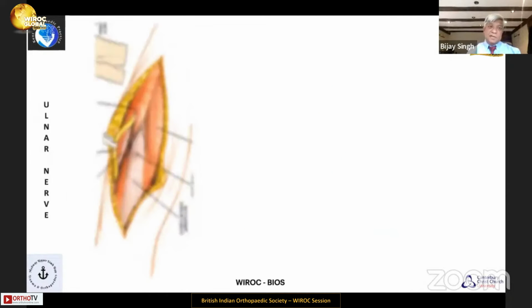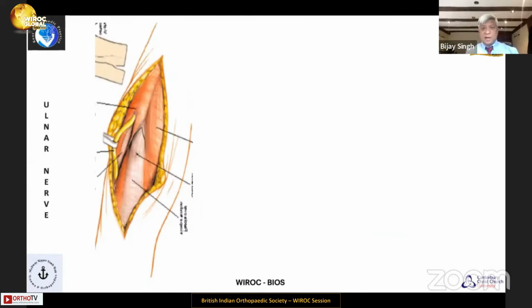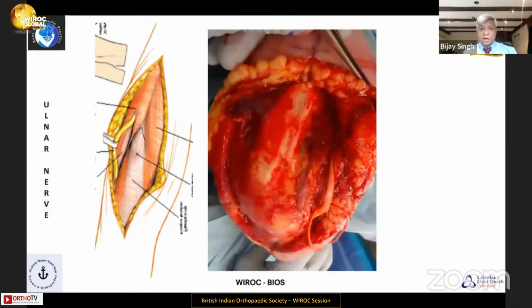When you first expose, whichever approach you use, the first thing is to tackle the ulnar nerve. I always isolate and tag it. I put a vascular loop around it. I do not put any artery clip or any other instrument, as it's likely to get tangled and cause a traction type of injuries.